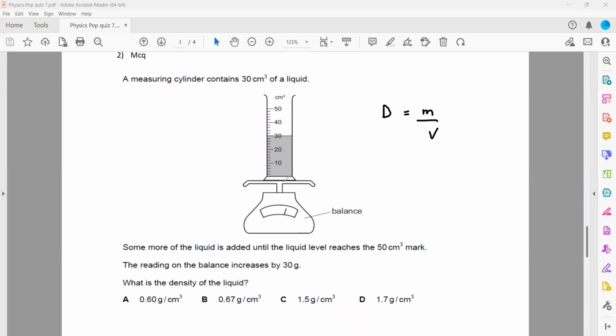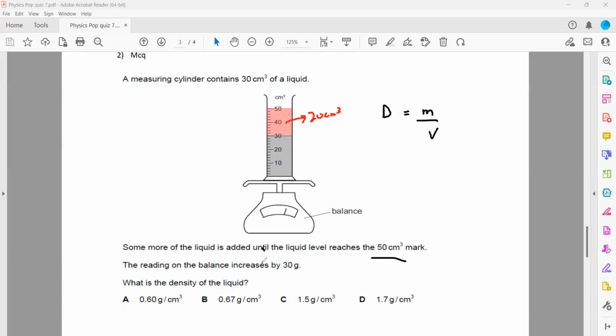We don't know the reading on the balance. We don't know the original reading. But what happened is, first it is 30 and we reach a level of 50, so more liquid is added until the liquid reaches 50 cm cube. If it reaches 50 cm cube, how much liquid is being added? It means 20 cm cube of liquid is added. So 20 cm cube is the volume of the liquid which is added, not the total, but how much is added.